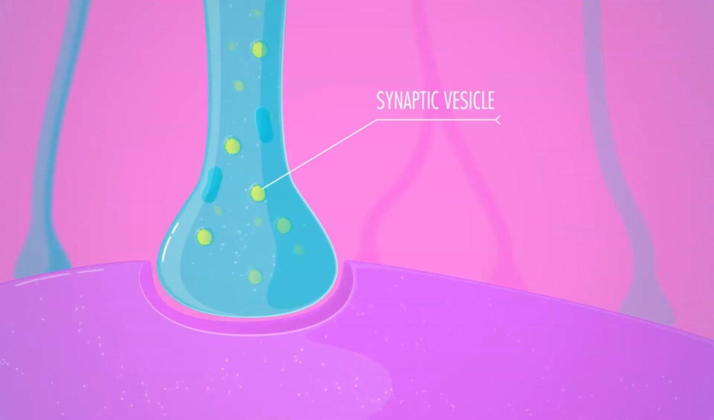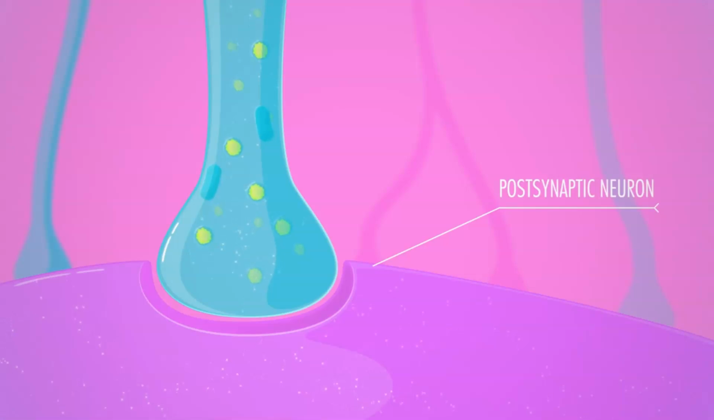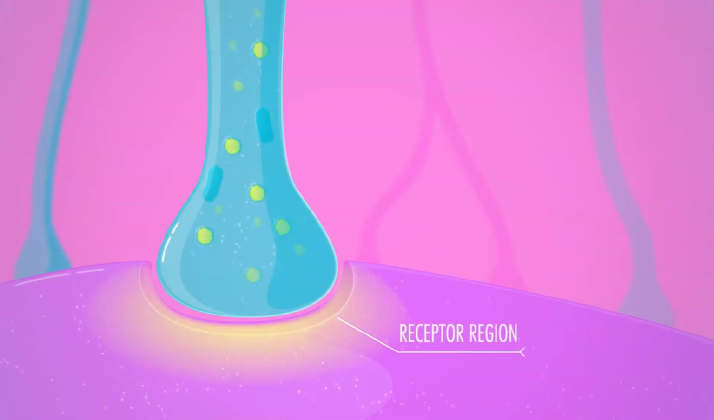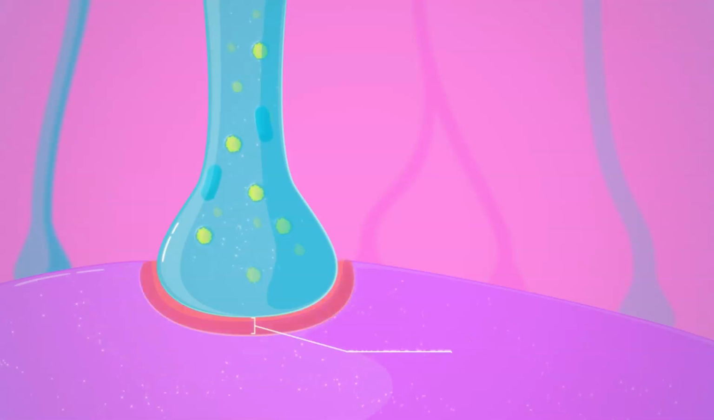The receiving cell, meanwhile, is, yes, thankfully, the postsynaptic neuron, and it accepts the neurotransmitters in its receptor region, which is usually on the dendrite, or just on the cell body itself. And these two neurons communicate even though they never actually touch. Instead, there's a tiny gap called a synaptic cleft between them, less than 5 millionths of a centimeter apart.